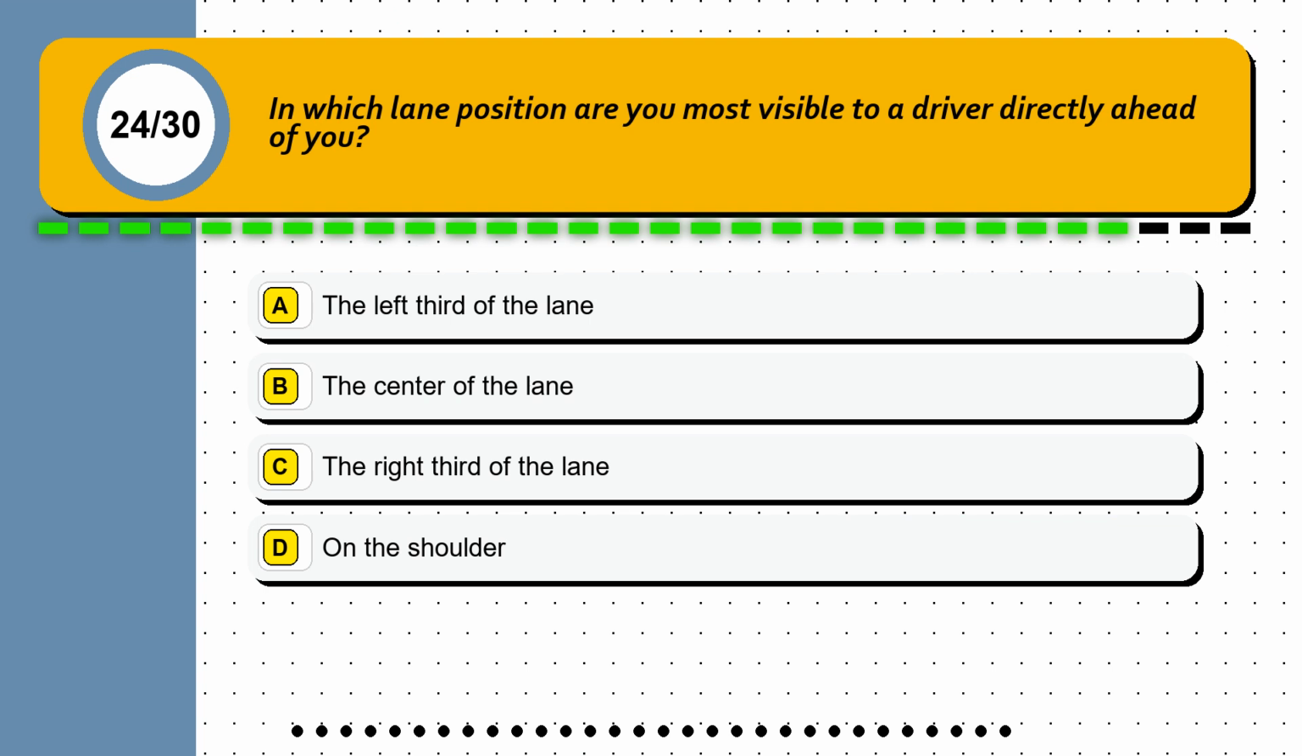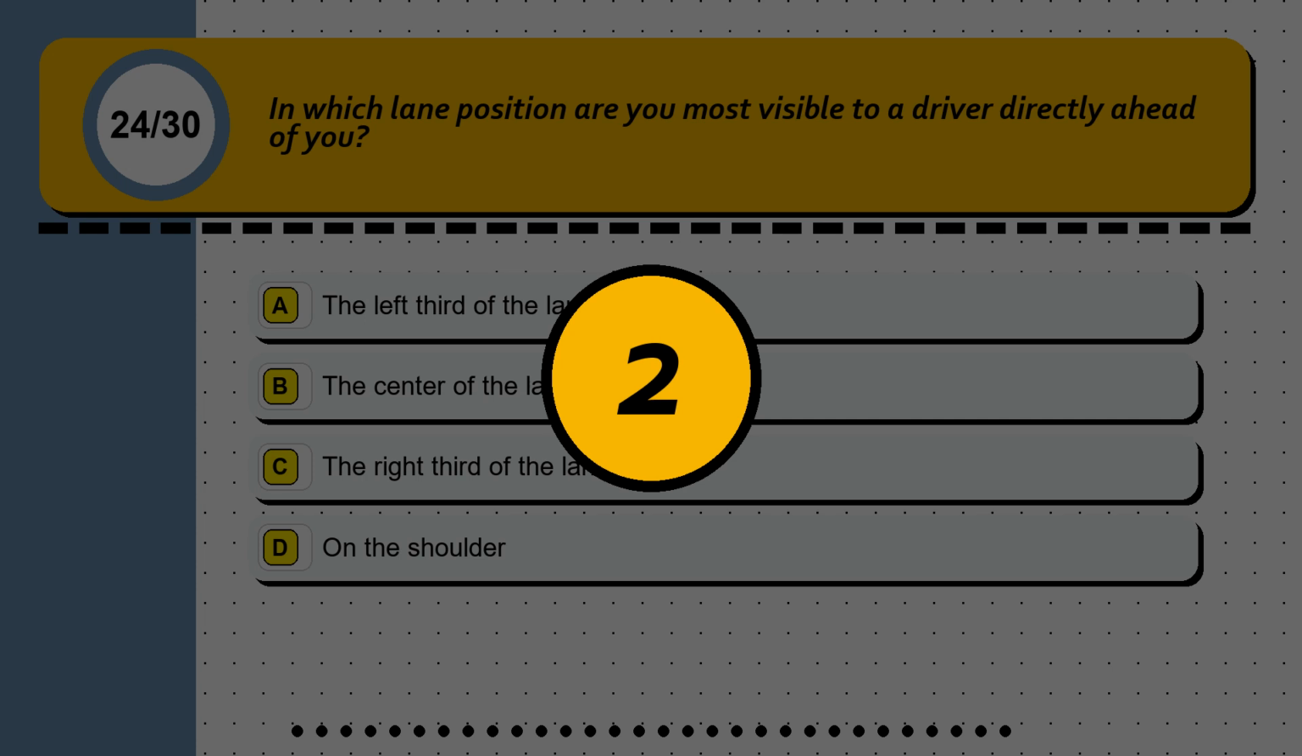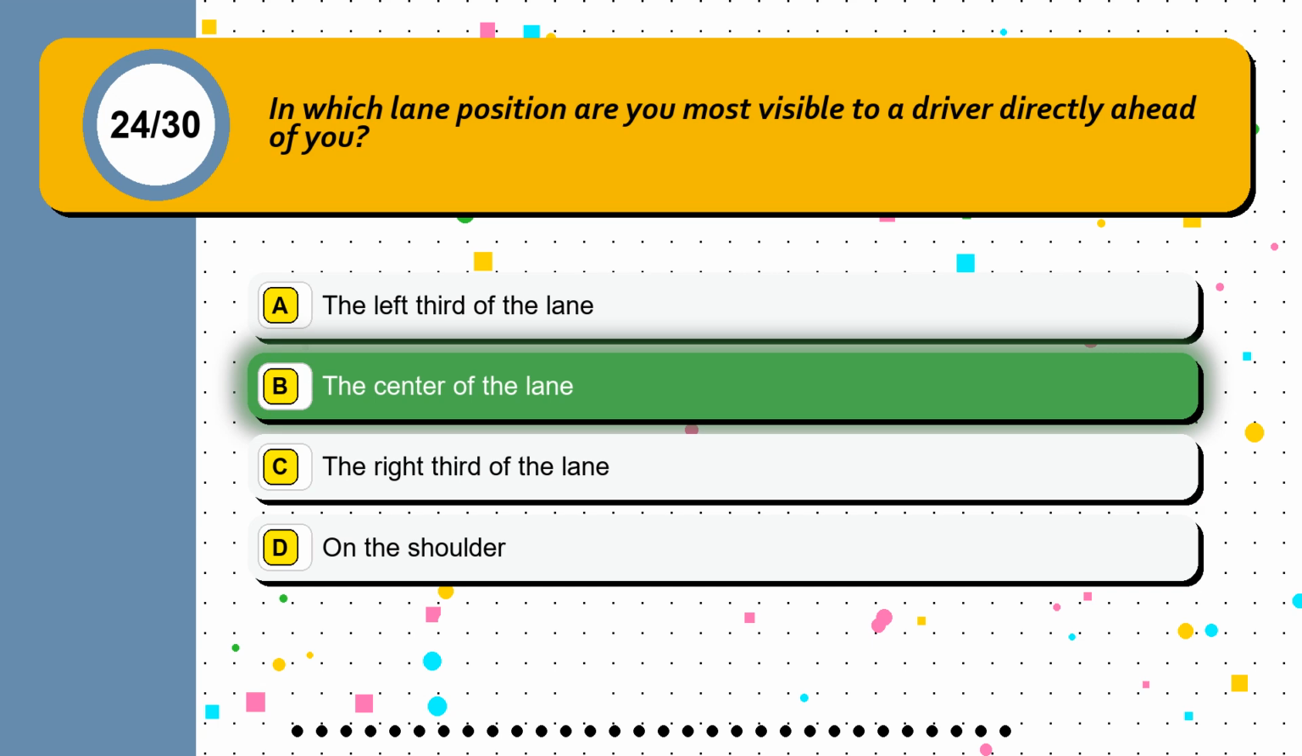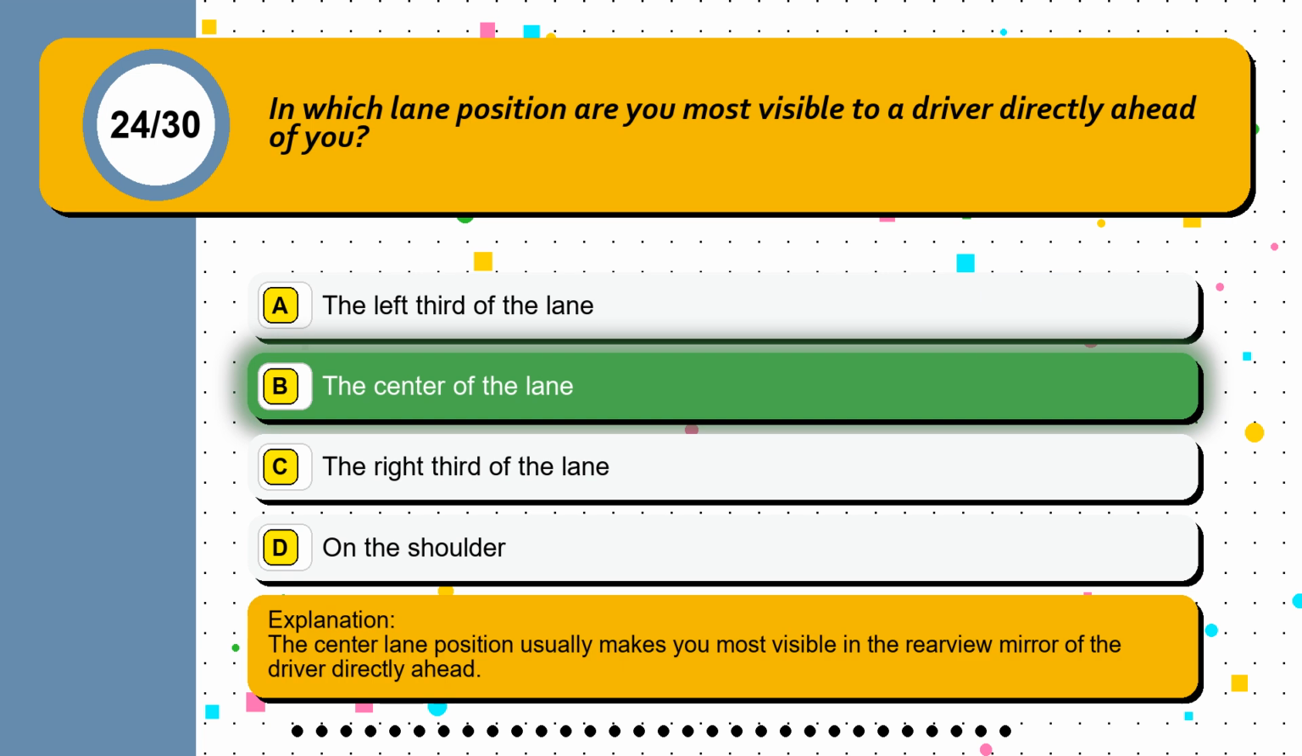Question 24. In which lane position are you most visible to a driver directly ahead of you? Option A, the left third of the lane. Option B, the center of the lane. Option C, the right third of the lane. Option D, on the shoulder. The correct answer is option B, the center of the lane. The center lane position usually makes you most visible in the rearview mirror of the driver directly ahead.